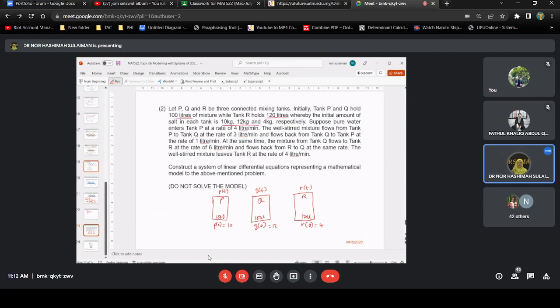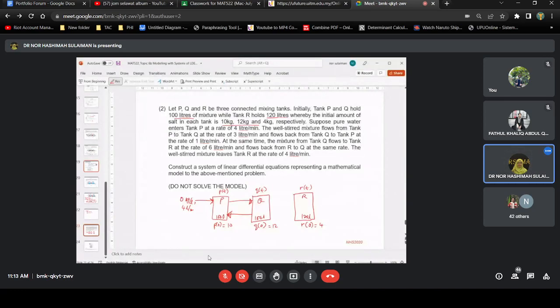Okay, alright. Suppose pure water enters the tank. Pure water means zero, what unit? Kilogram per liter. Okay, and then at the rate of 4 liters per minute. And then the well stirred mixture flows from tank P to tank Q at the rate of 3 liters per minute and flows back from tank Q to tank P. Can you do this? You know how to do it, right?